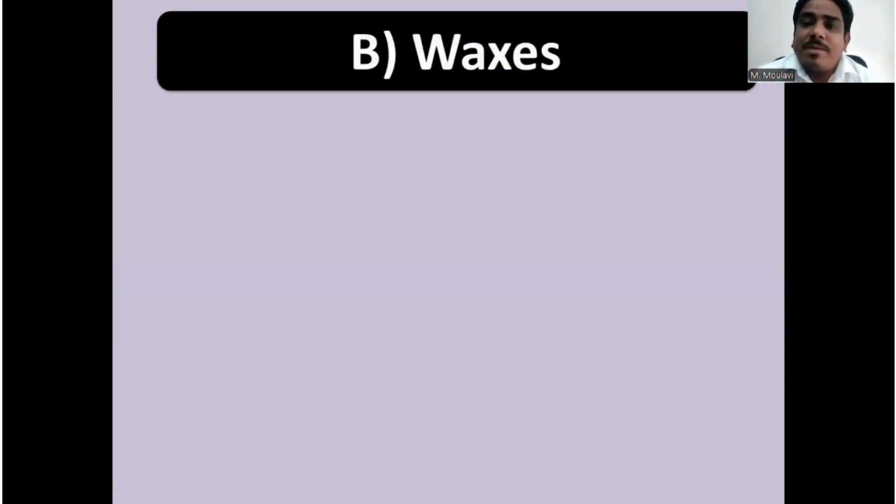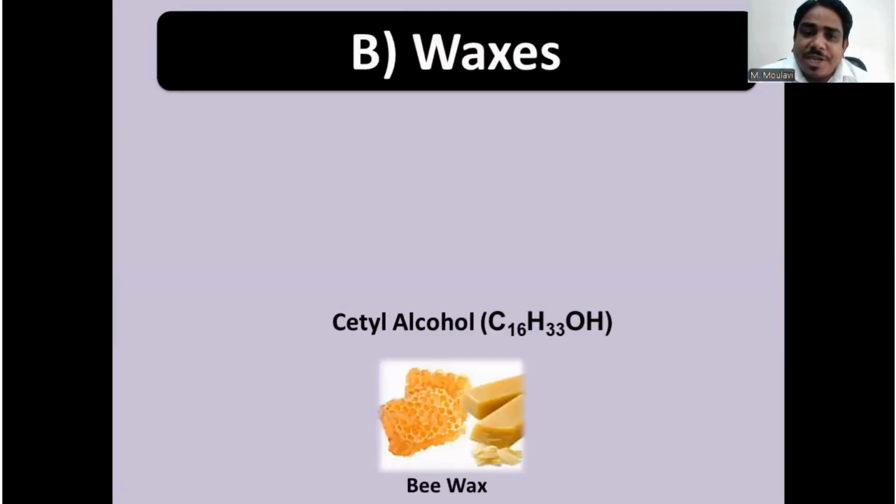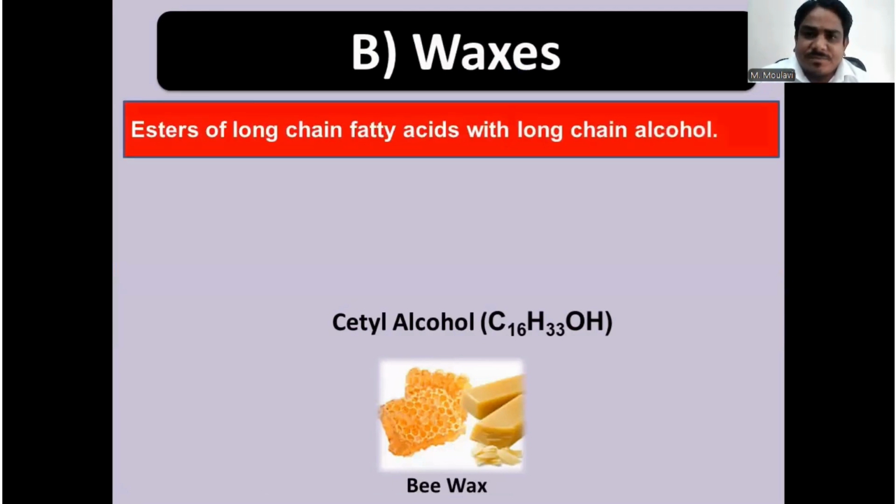Second type of simple lipids are the waxes. So we have to differentiate the waxes from the other simple lipids. This is the alcohol. This alcohol is known as the cetyl alcohol. This is a monohydric alcohol, which contains a long hydrocarbon chain of 16 carbons. This cetyl alcohol is present in the beeswax in the form of waxes. So what are waxes? Waxes are the esters of long chain fatty acid with long chain alcohol, and this long chain alcohol is cetyl alcohol.